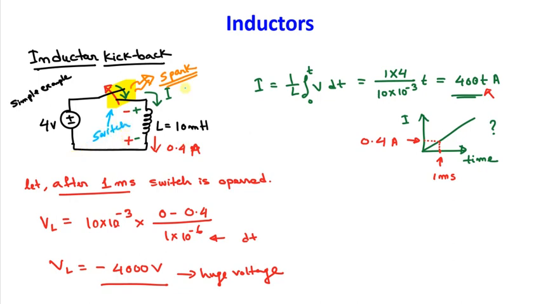So what is this spark actually? The spark is actually air breakdown. Air is basically an insulator, but when you apply a very high voltage to closely spaced conductors, the air will also break down, which results in a spark. So what can we do to solve this issue of spark?